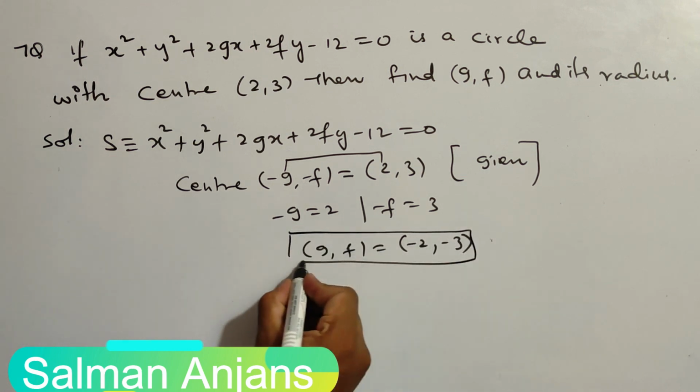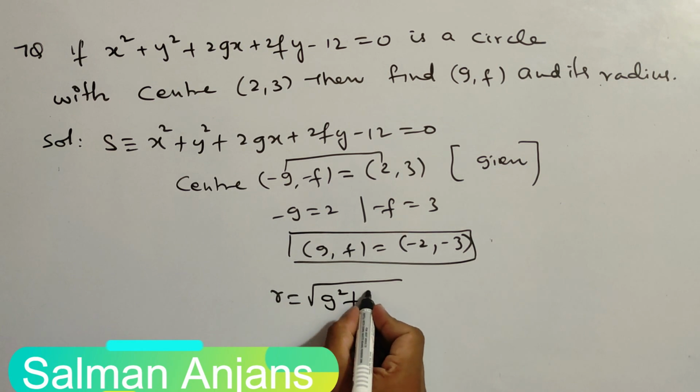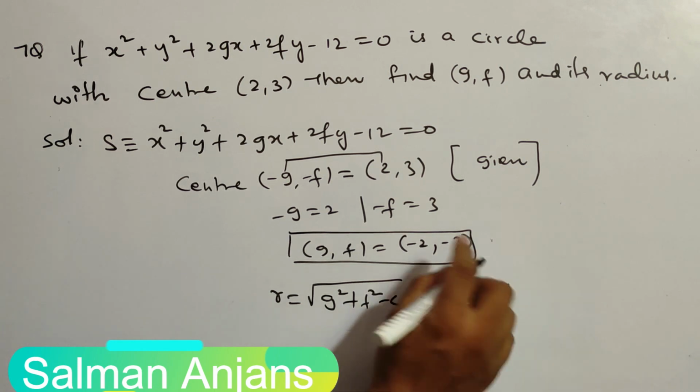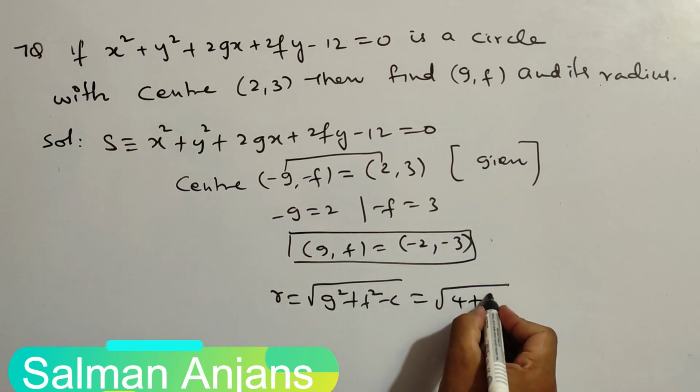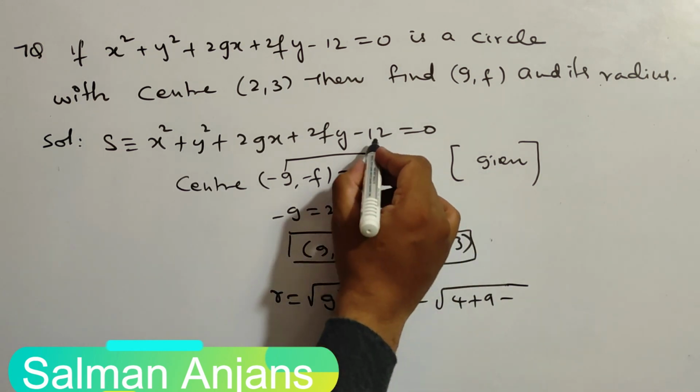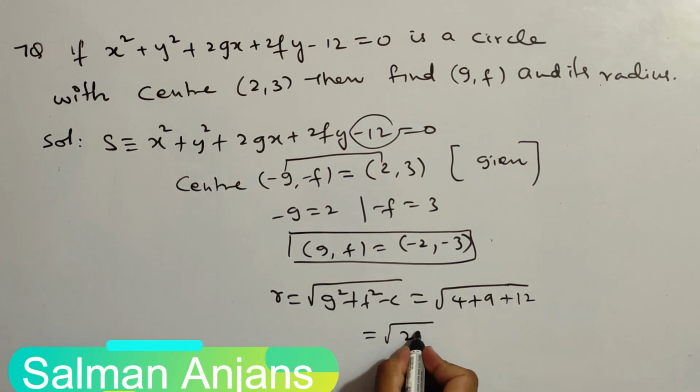Next, we have to find radius, and formula of radius is root over g square plus f square minus c. g is 2, square 4, f is 3, square 9, minus c is given minus 12, so plus 12. So root 25, so r equals 5. Got it? Write down.